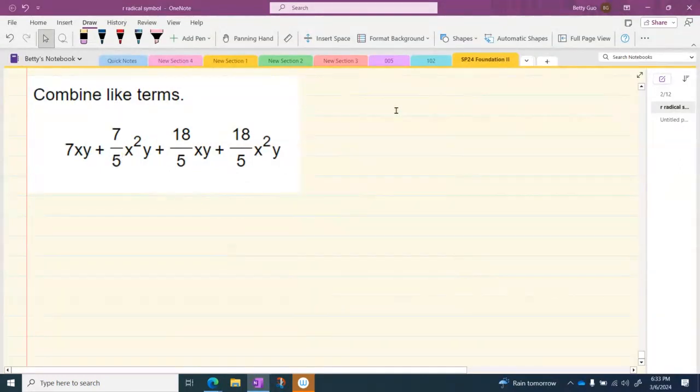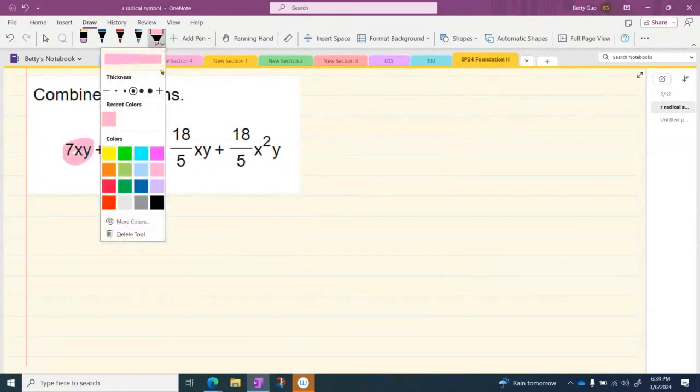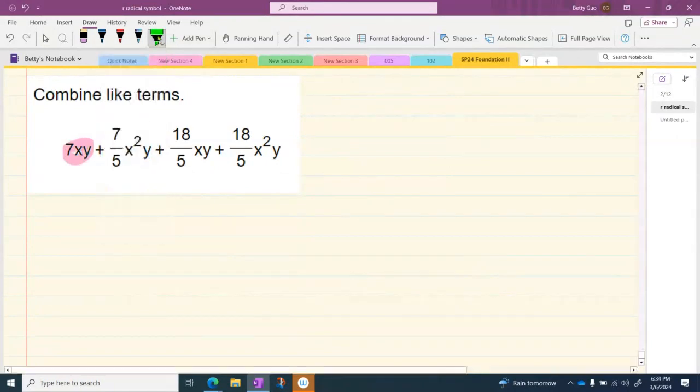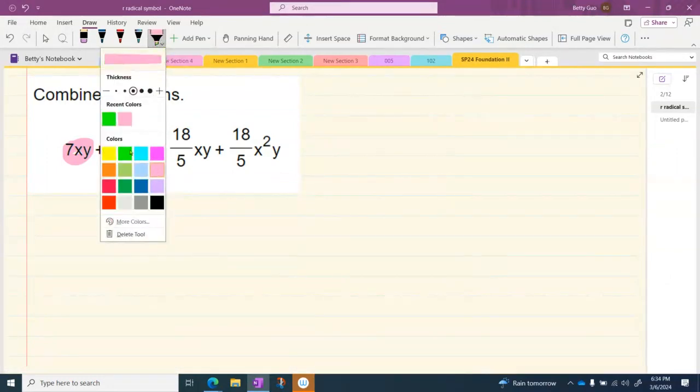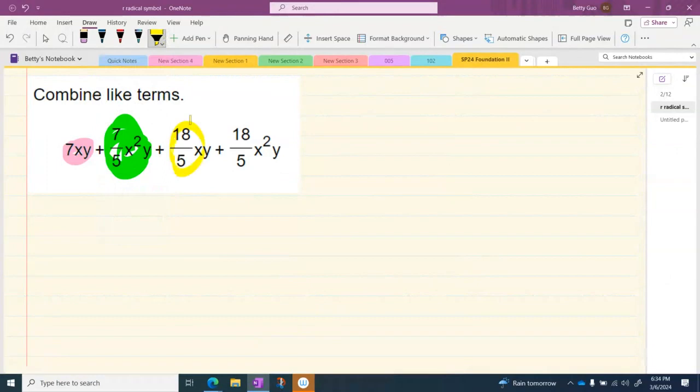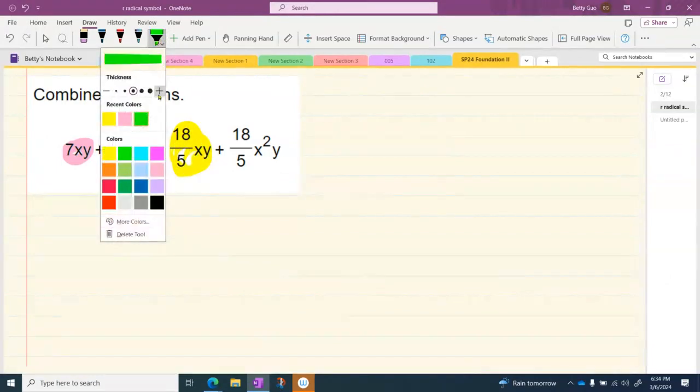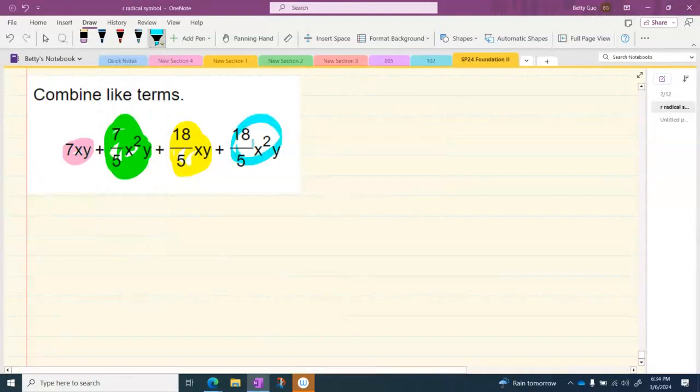Okay, so we have a pink term. We have a green term. We have a yellow term. We have a blue term. Yeah, that's the 4 terms. Let's work on the color coding. Do you agree?